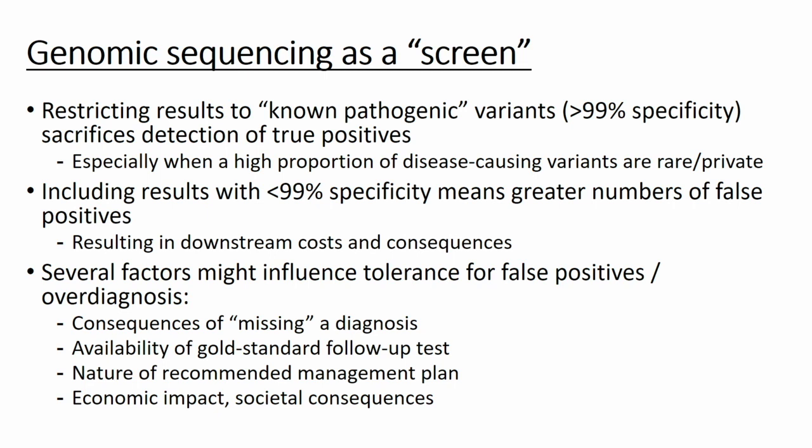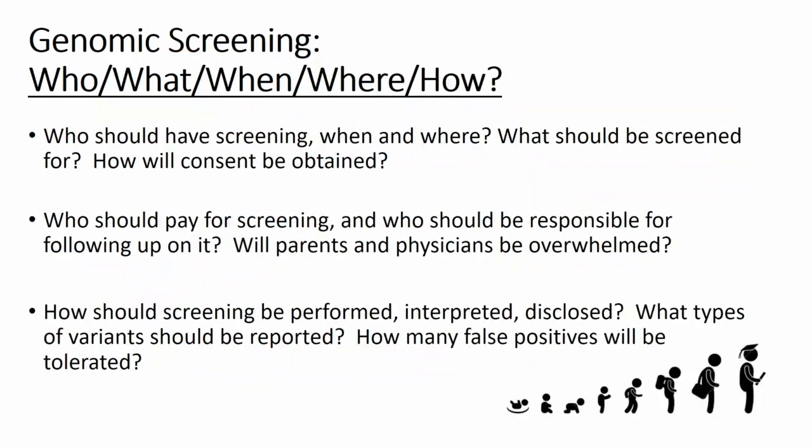And another consideration is really what would be the recommended management plan for the patient. Is this something that's going to be a relatively minor impact on their life, or would it be something major, such as recommending to have a gastrectomy, for example. We also want to look at the economic impact and the societal consequences. And so I think for all of us, we need to think about how we can engage with our own communities to start to think about, from a genomic sequencing standpoint, how will we decide which conditions to include and how we're going to manage that.